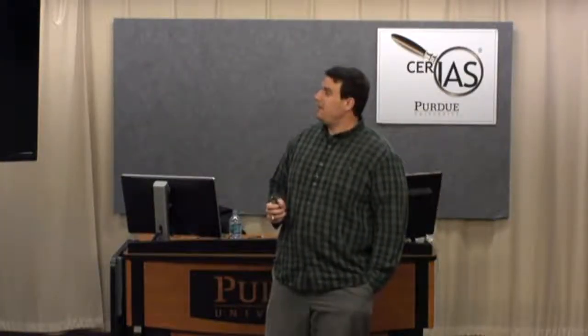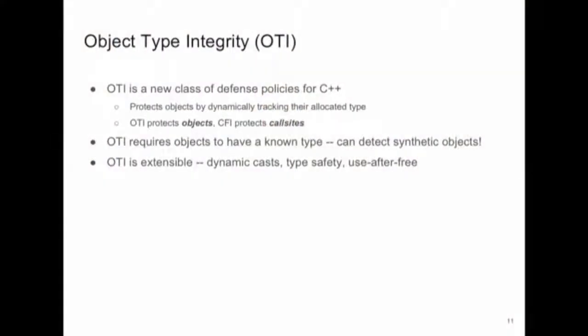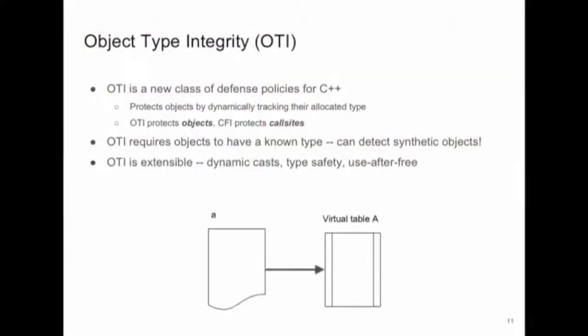So now we finally get to talk about the new fun stuff that I've done, namely object type integrity. So OTI is a new class of defense policies for C++. The main thing here is that we're not going to protect call sites. We're going to protect the objects themselves. And in particular, when you have this object on the heap and its virtual table, we're going to put a lock on this relationship. We're not going to let the attacker choose the virtual table that's associated with an object. Another way of saying this is that the attacker cannot control the type of the object.